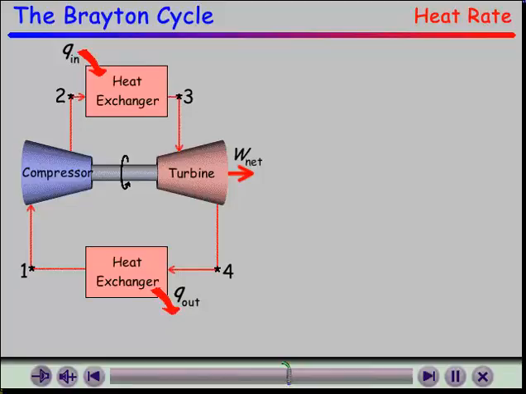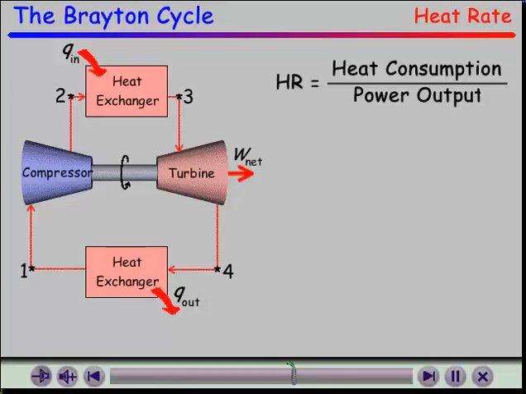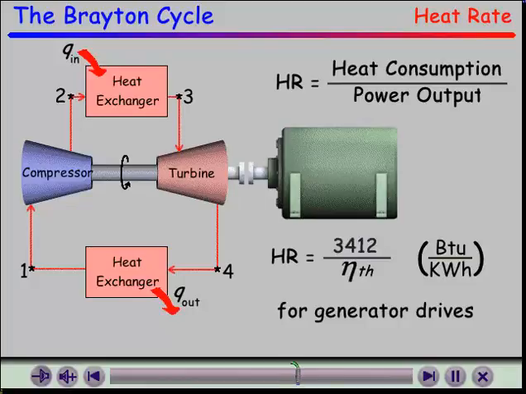Another parameter that is commonly used to measure efficiency is heat rate. Heat rate more readily reflects the fuel economies of the gas turbine process. Heat rate is the amount of heat added to produce a unit amount of work. The heat rate is inversely proportional to thermal efficiency, so the lower its value, the better. Heat rate is related to thermal efficiency by these equations.